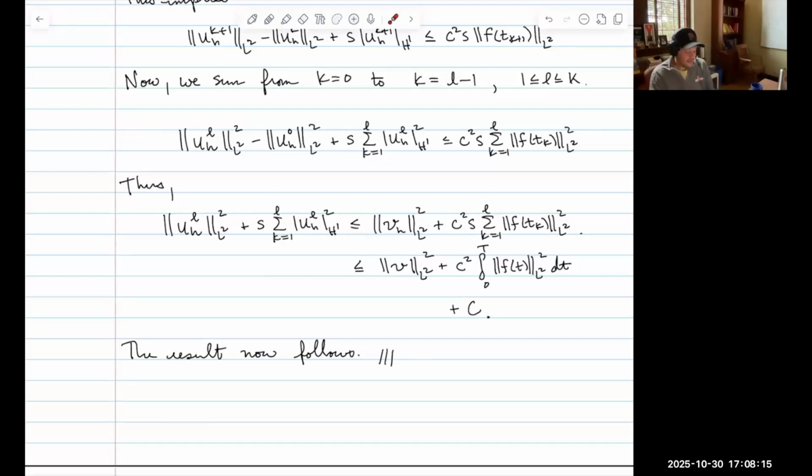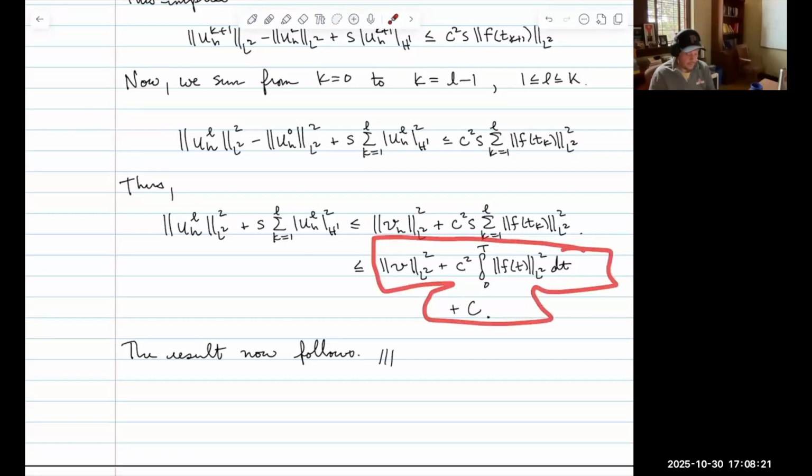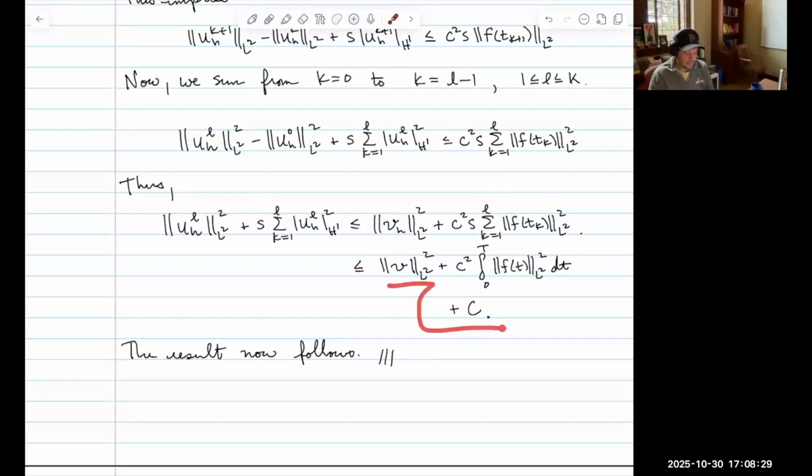Now, once I get to this spot here, everything that you see over here is completely independent of K, or actually of L. Okay, it's completely independent of that. It doesn't care what this value of L is.